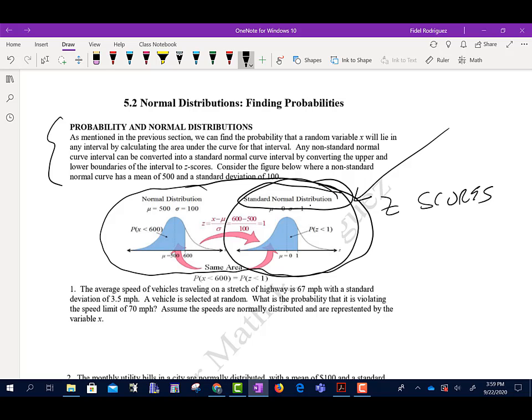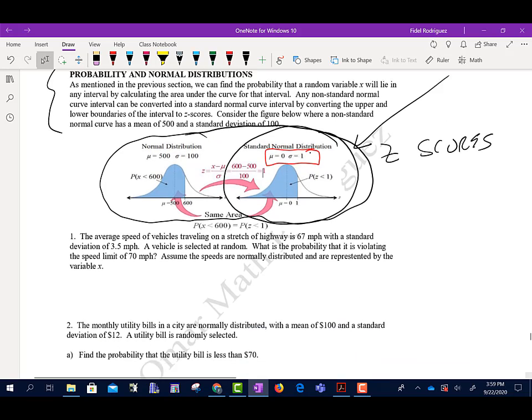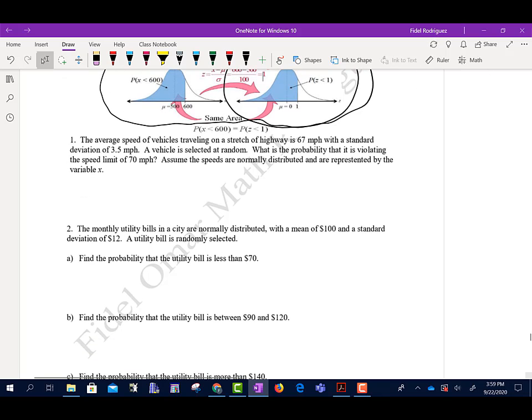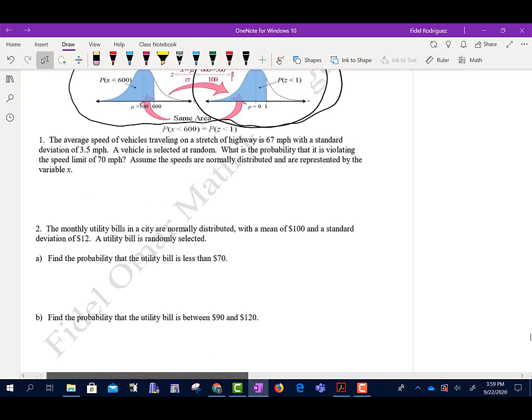So just a couple of things to remember. Let me get my eraser here. In the standard normal distribution, the mean is always 0, and the standard deviation is equal to 1. Okay, so I'm going to show you what I mean by doing the first problem that I have here. I'm just going to move this over a little bit.